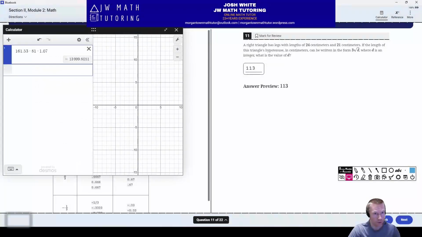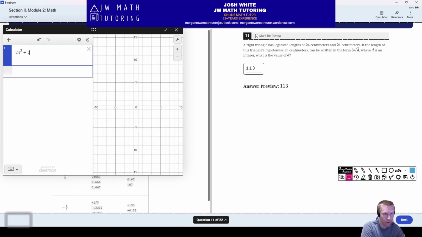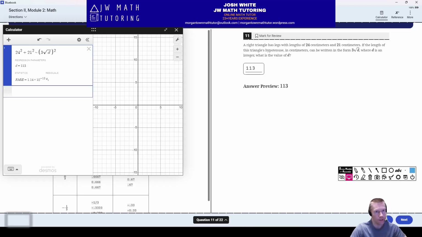You could, of course, do this in Desmos. It's actually not going to be a lot of work because we're just going to do 24 squared, 21 squared. We're going to do regression because we want to use D, and we just do this. Oh, I need to remember, it's not giving me that, I need to square this, of course. There. Now we have D equals 113.